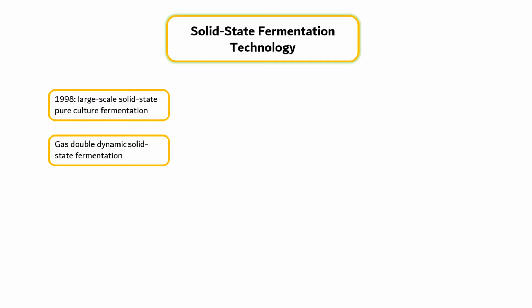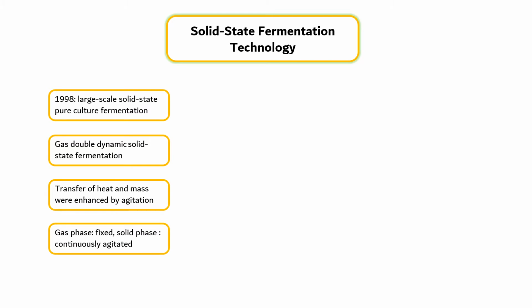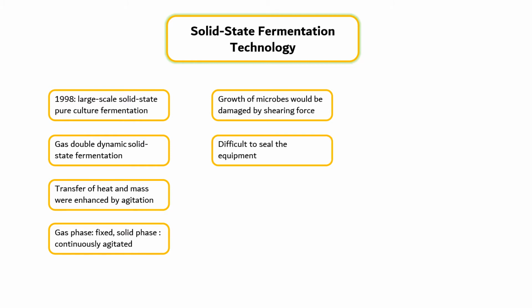In the traditional solid-state fermentation process, the transfer of heat and mass was usually enhanced by mechanical agitation, in which the gas phase was fixed and the solid phase was continuously agitated, in order to mix the solid substrate particles completely and strengthen the contact between the particles and gas molecules. During the agitation, the growth of microbes would be damaged by the shearing force. In addition, it is difficult to seal the equipment and the energy consumption is high.